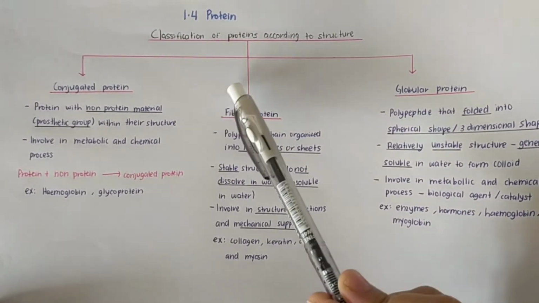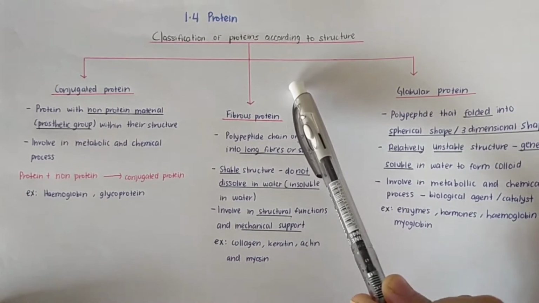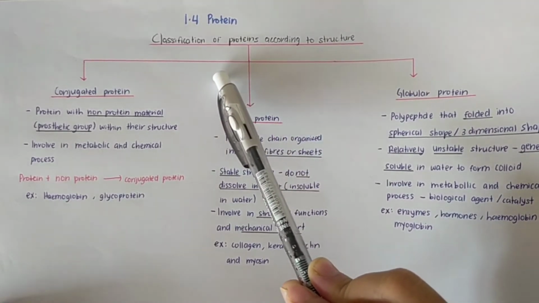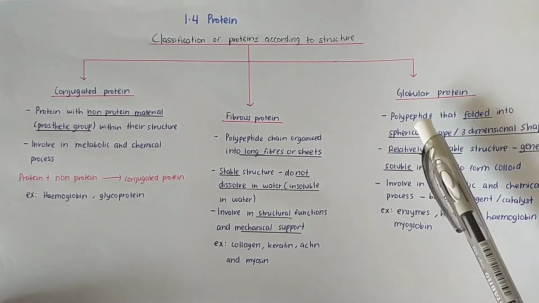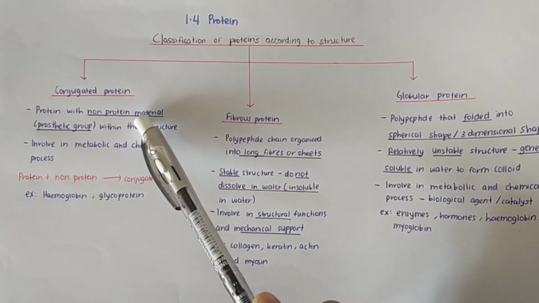So now we look at the classification of protein according to the structure. Based on the structure of protein, you must know how to differentiate either the conjugated protein, fibrous protein, and another one, globular protein. So we look one by one. So what is conjugated protein?